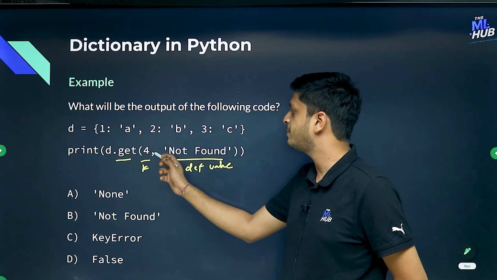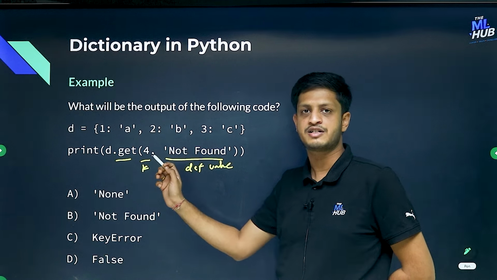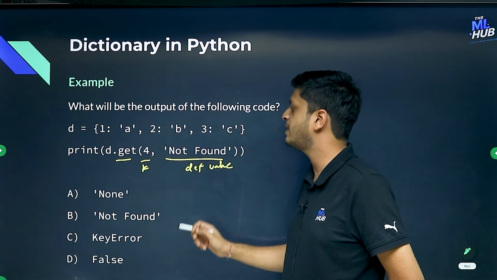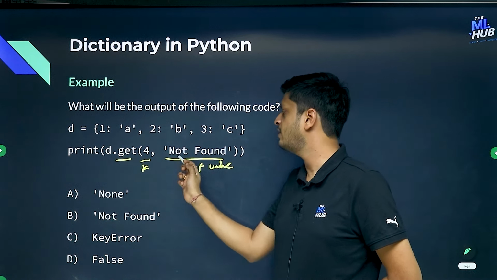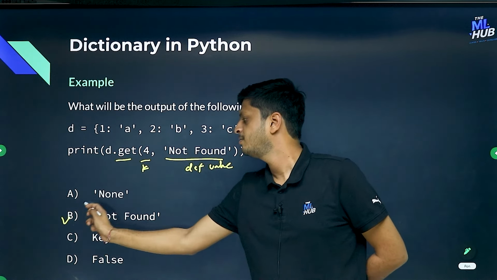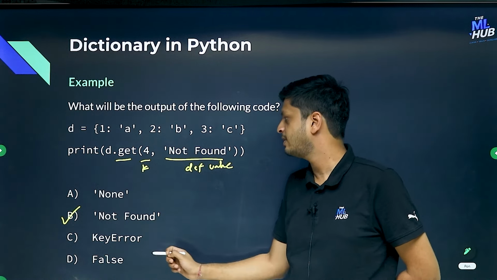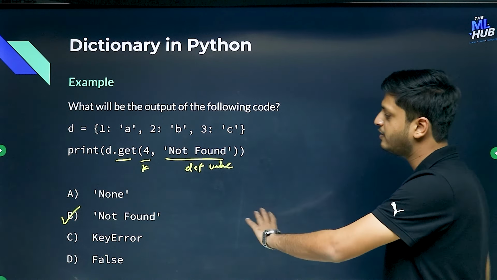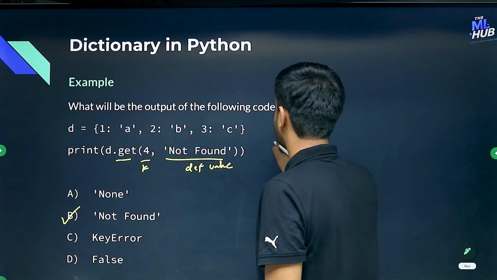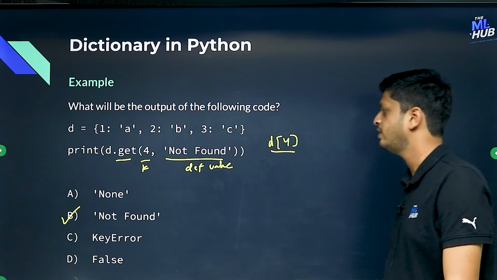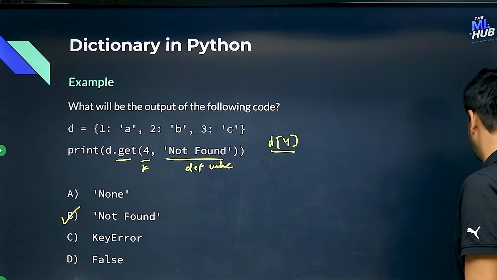So here what is happening? 4 is not present as a key in the dictionary. So you will get the default value as the output. So the string "not found" will be given as the output, which is option B. If the default value was not given, then None will be the output. But KeyError will never be there. If you print D of 4 directly like this, then you will get a KeyError. But here the answer will be not found.